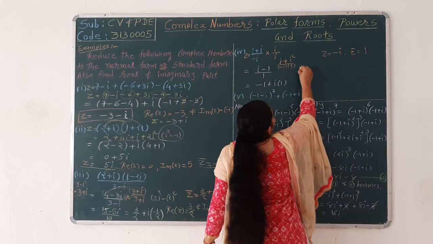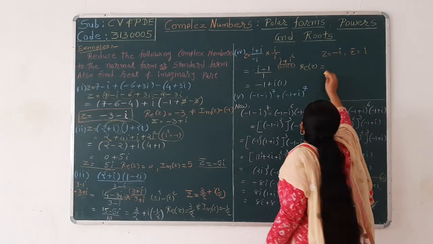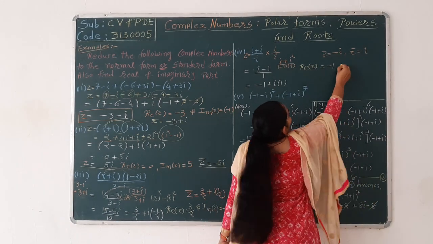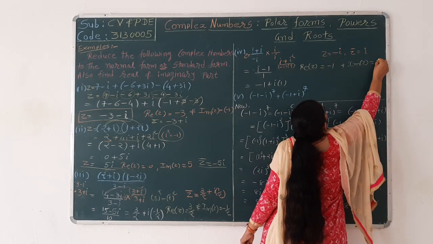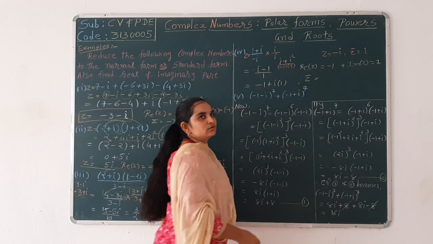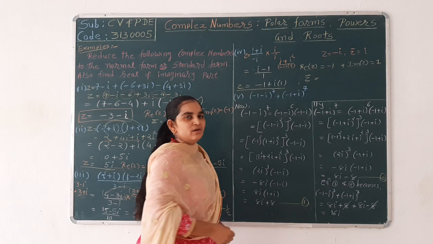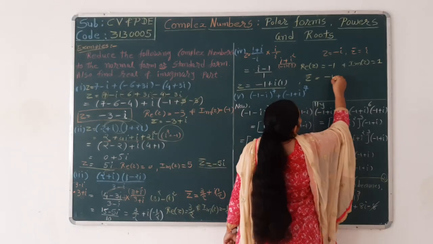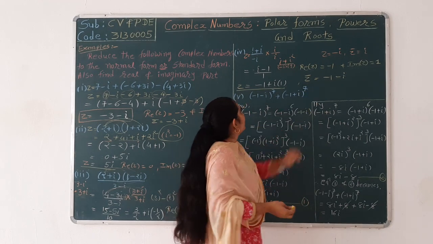Therefore here, the real part of z in this example is equal to minus 1 and the imaginary part of z is equal to 1. Same as the complex conjugate: z is equal to minus 1 plus I. The complex conjugate is minus 1 minus I. This is your conjugate. Okay.